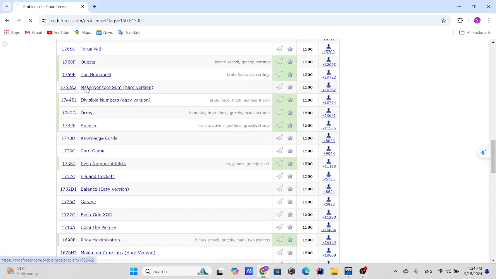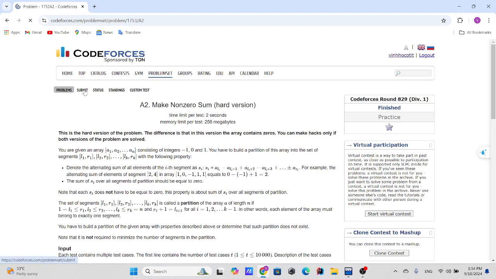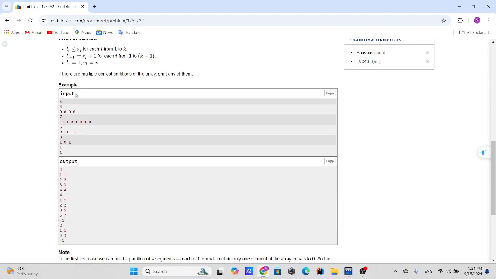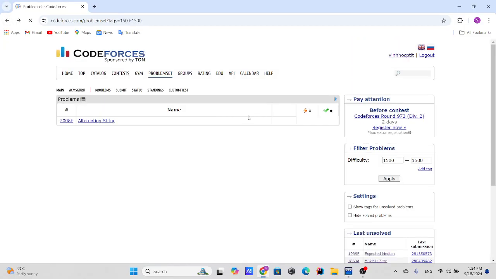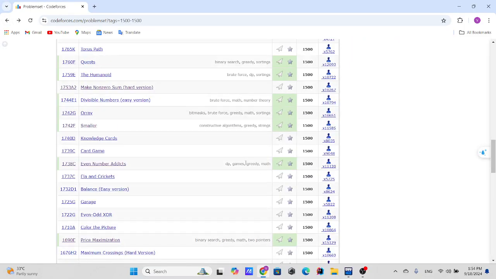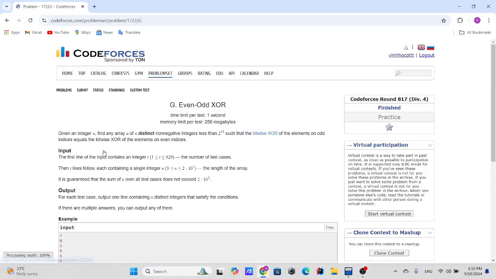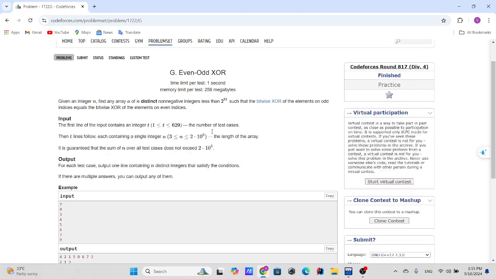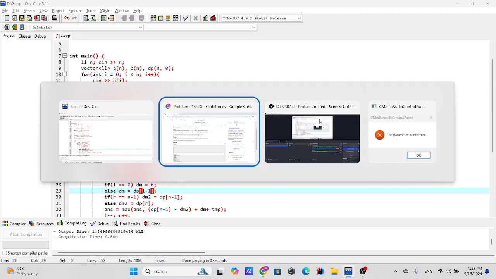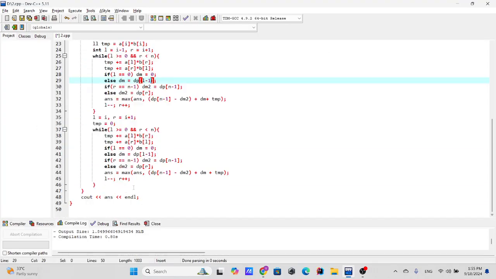Maybe this one? It's a division 1, right? I don't like division 1. Nah, I should skip division 1 problems, because I'm not aiming for division 1. Maybe this one, 1100 people have solved it, so it might be a lighter problem and I had better do it. Okay, let me open Dev-C++ real quick.